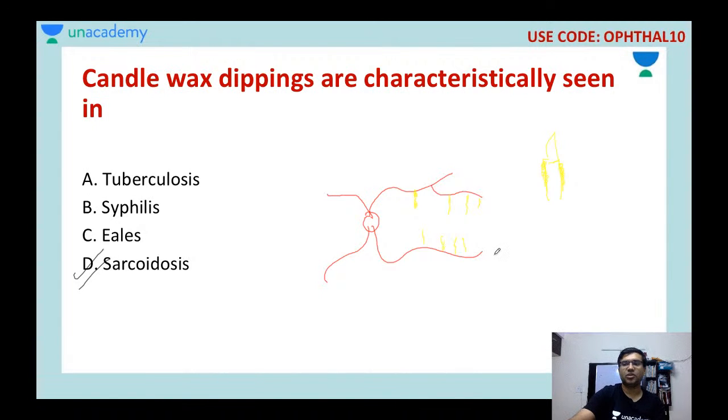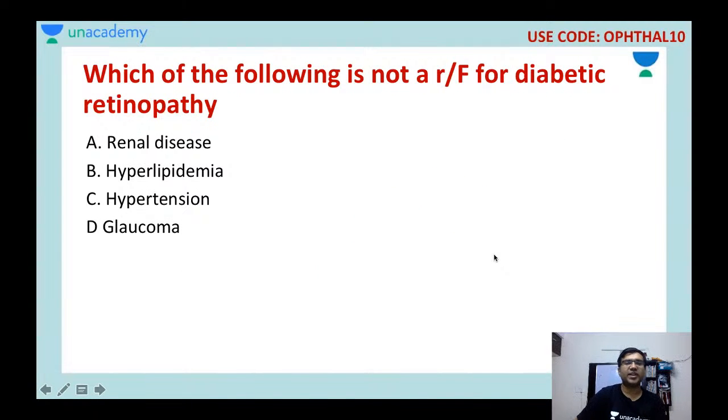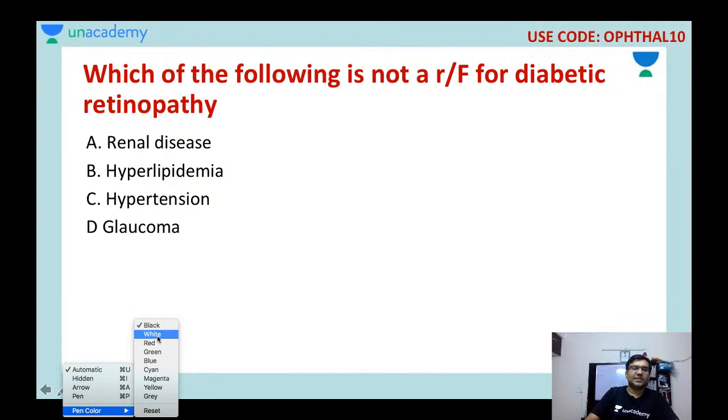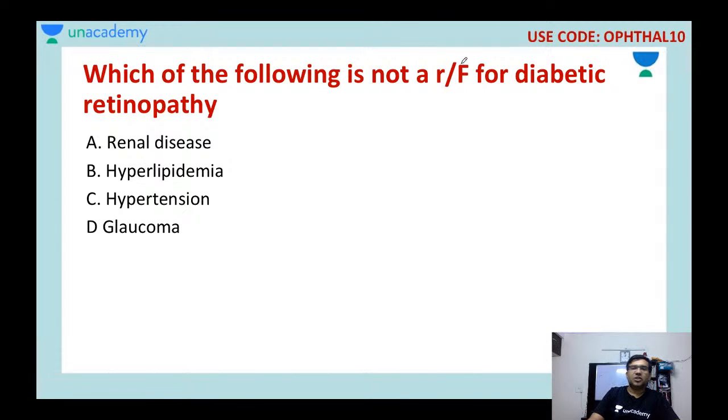Okay, let's move to our next question. Which of the following is not a risk factor for diabetic retinopathy? Your options are renal disease, hyperlipidemia, hypertension, or glaucoma. Try to answer. Not a risk factor for diabetic retinopathy. So the answer here is D, that is glaucoma.